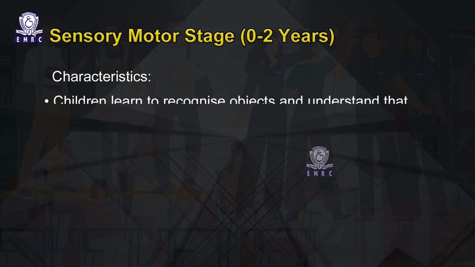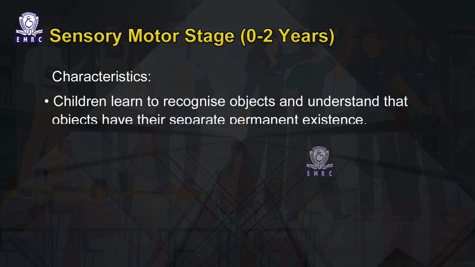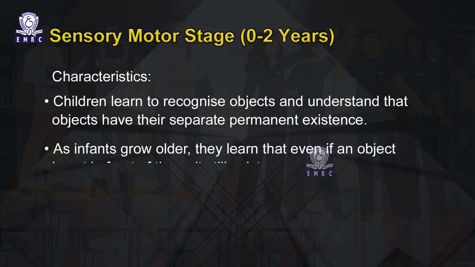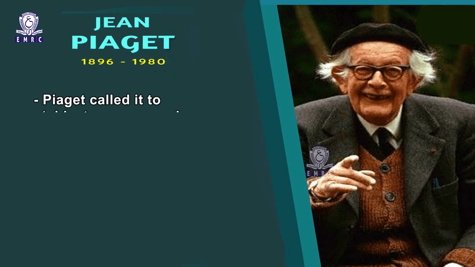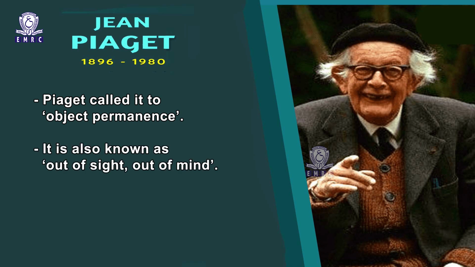In this stage, children learn to recognize objects and understand that objects have their separate permanent existence. As infants grow older, they learn that even if an object is not in front of them, it still exists. Piaget called it object permanence. It is also known as out of sight, out of mind.